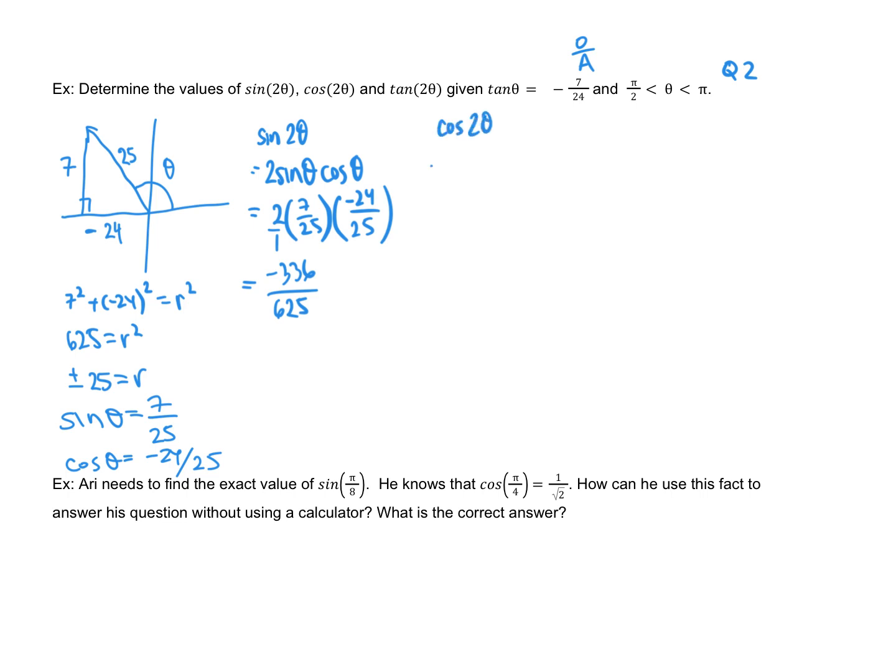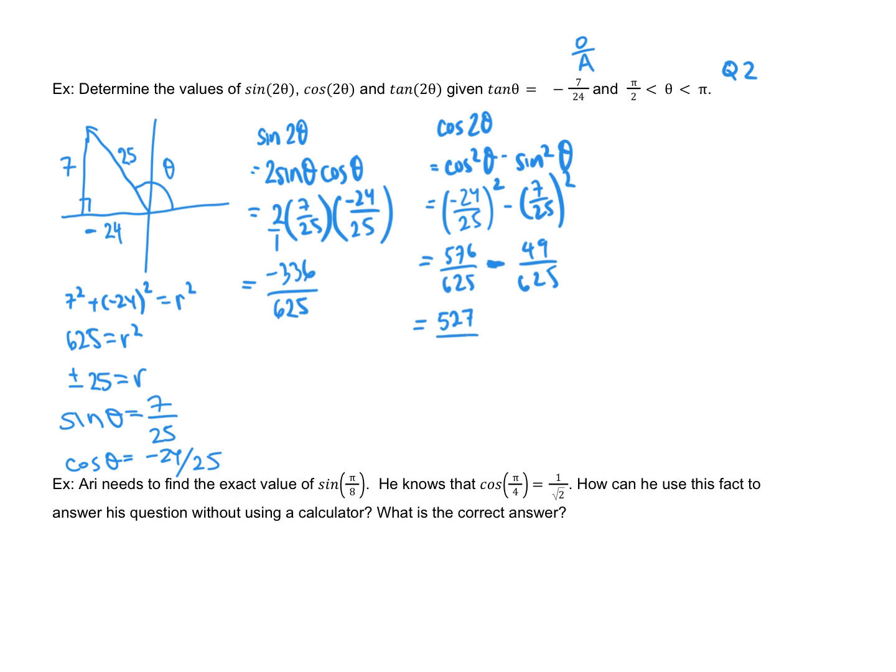Cos of 2 theta is going to be cos squared theta minus sine squared theta, or one of the other variations would work as well. So that's going to be negative 24 over 25 squared minus 7 over 25 all squared, which is 576 over 625. Remember, you're raising the numerator and denominator to the power of 2, minus 49 over 625. And we have a common denominator, so we can subtract. And we get 527 over 625.